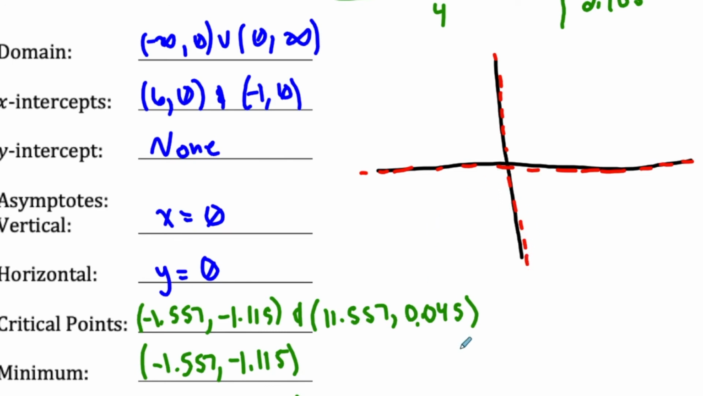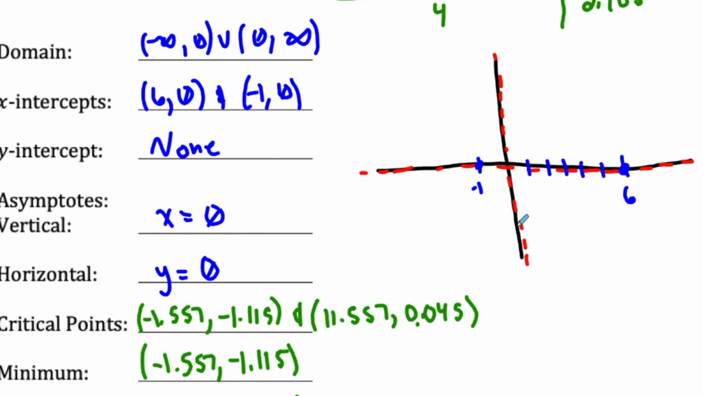Let's start with the x-intercepts, negative 1, 0. So here we go, negative 1, 0. We'll put that right there. Call this negative 1. And then 6. 1, 2, 3, 4, 5, 6, 0. We got an intercept there. No y-intercepts because we have a vertical asymptote on the y-axis.